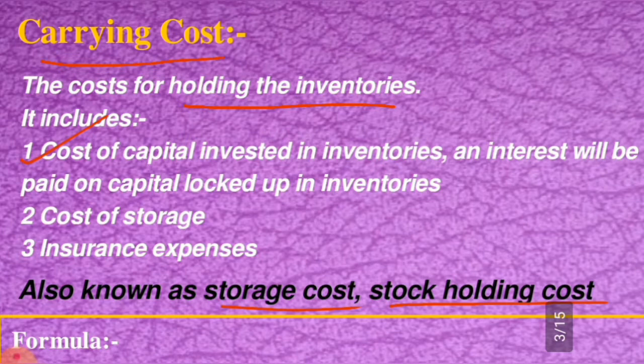Every time, the business pays some amount of interest on the capital which is invested or locked up in the inventories. Second one is cost of storage, right? This is the actual carrying cost, we can say. And the third one is insurance expenses, which are also included in carrying cost.